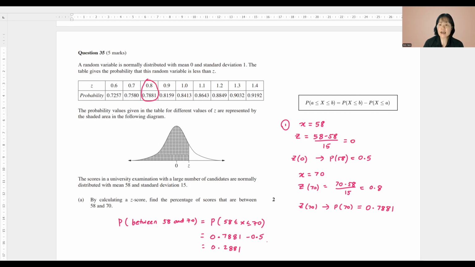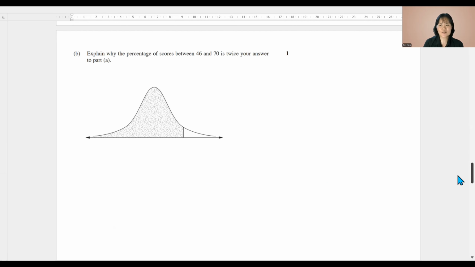0.2881, but we haven't actually answered the question yet because the question said find the percentage. So this is not a percentage. So we need to convert that to percentage by timesing it by 100, which will be 28.81%.